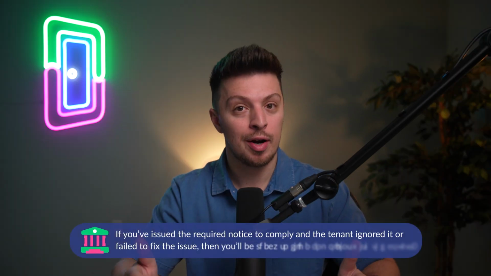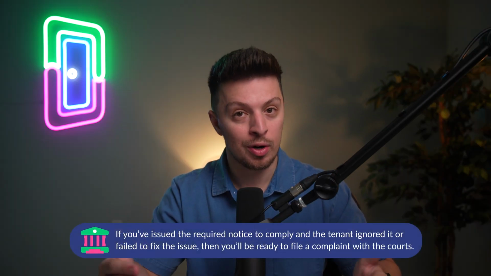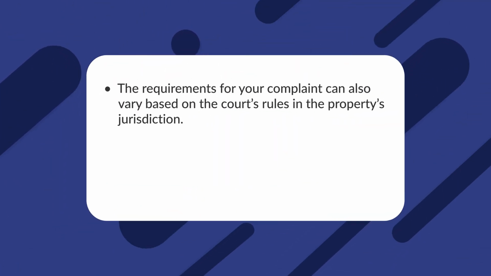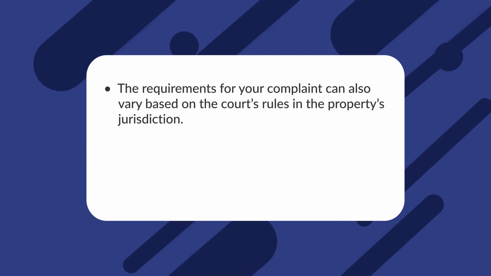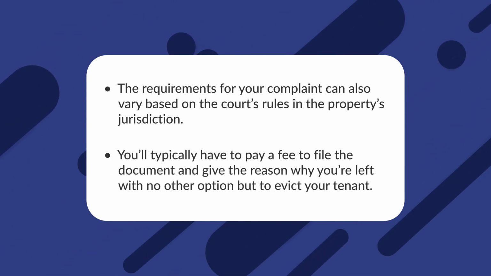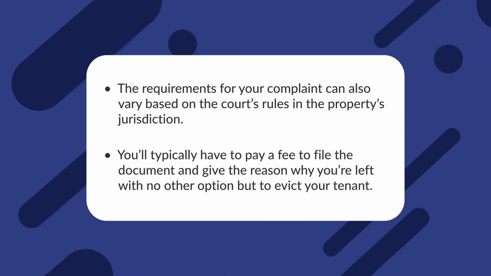If you've issued the required notice to comply and the tenant ignored it or failed to fix the issue, then you'll be ready to file a complaint with the courts. The requirements for your complaint can also vary based on the court's rules in the property's jurisdiction, but you'll typically have to pay a filing fee of the document and give the reason why you're left with no other option but to evict the tenant.